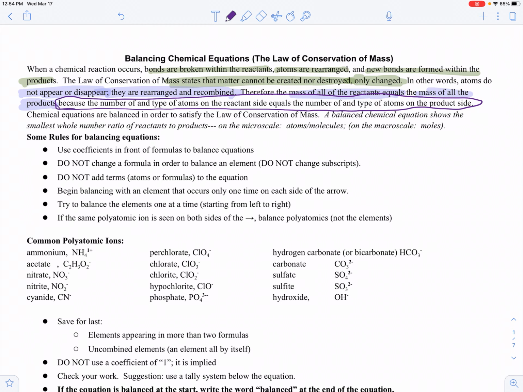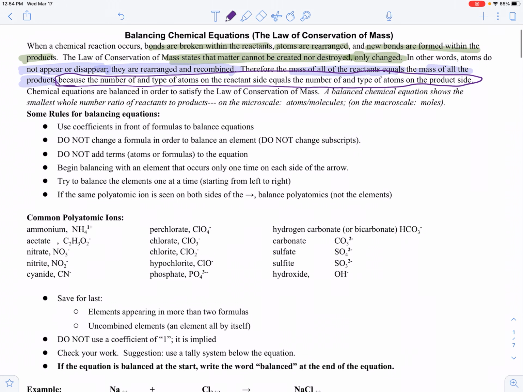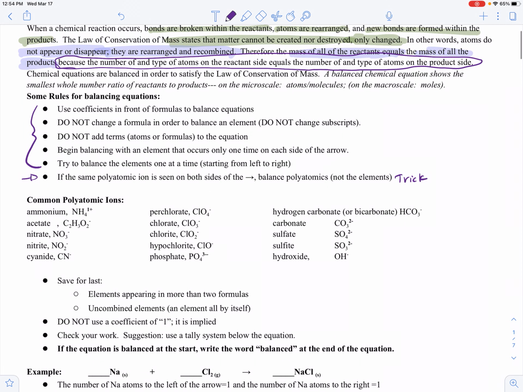So when we are balancing our chemical equations, I like to use this first set of rules here for all of them. This here is a trick. I'll show you how to use it, and you can use it or not use it. And then these are just some helpful tips. Again, you can use them or you cannot use them.